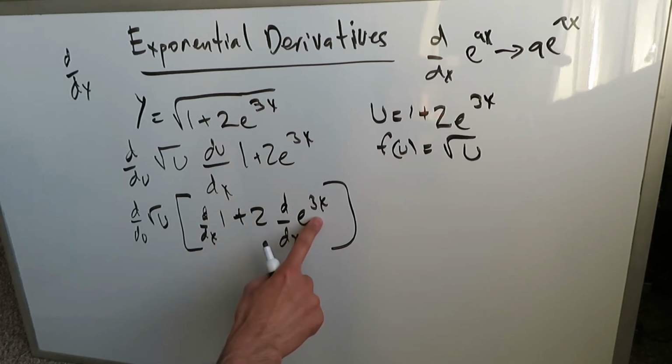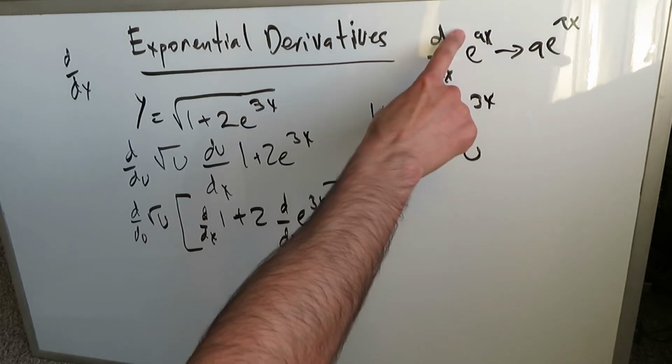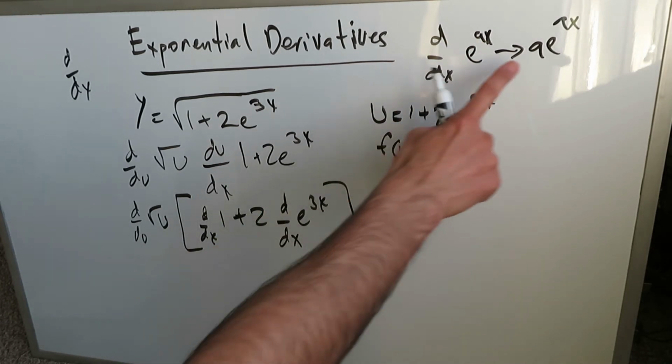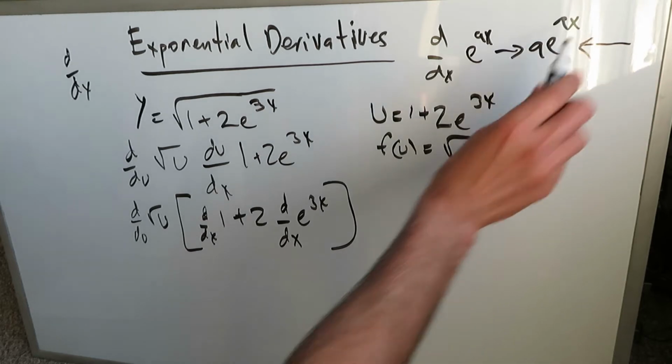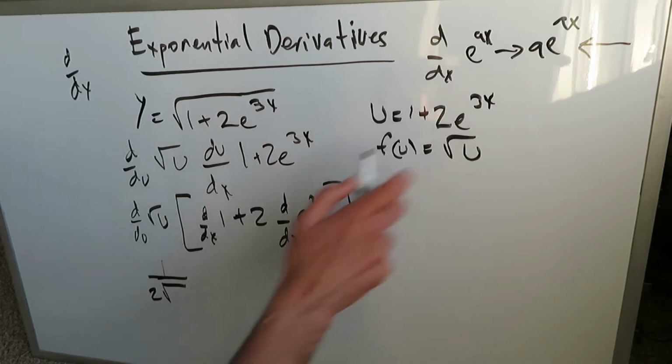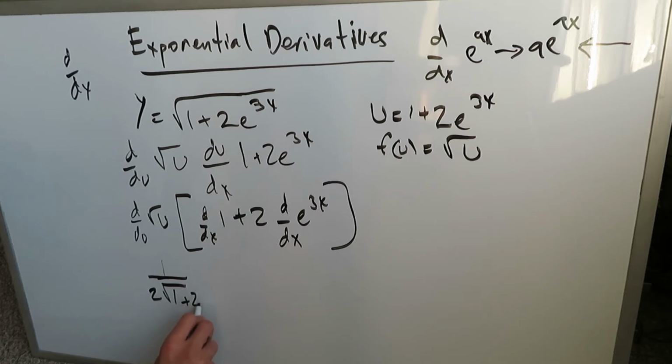Now we can get fancy and do a new set of substitutions. V is equal to 3x and f of v is equal to e to the v. We classically have the case where the 3 will come down as a coefficient, and we'll follow exactly this scheme for this question. So let's open this up. Derivative of root u is 1 over 2 root u. But what was u? U was everything over here, 1 plus 2e to the 3x.